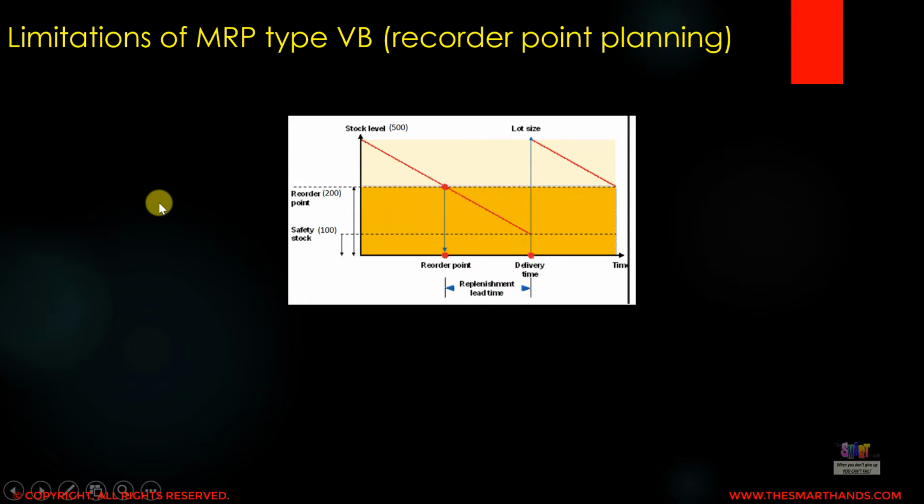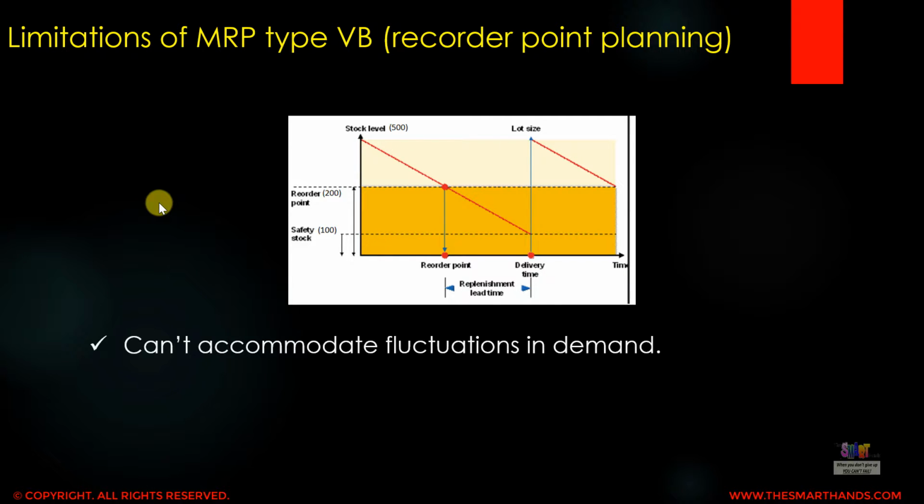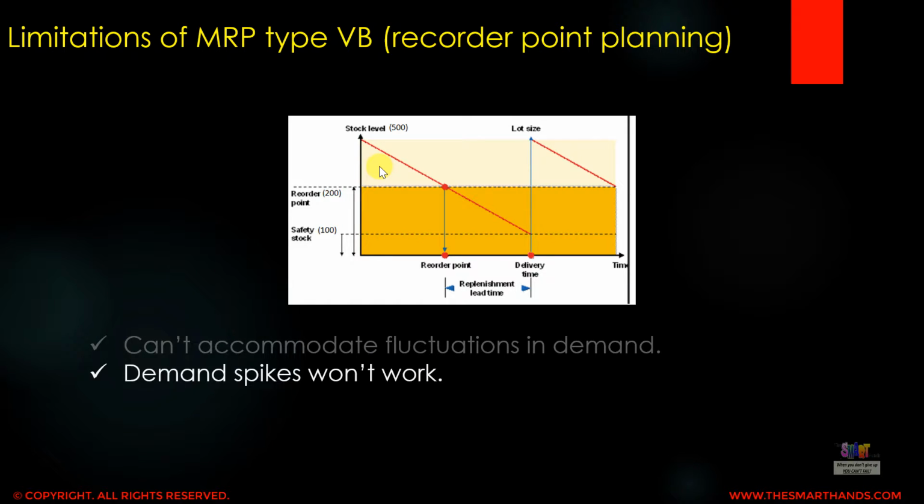So let's see what the limitations are with this type of MRP. This MRP type also can't accommodate fluctuation in demand. It will only follow this pattern of the reorder point according to the safety stock and the maximum stock level, but it can't accommodate the fluctuation in demand. Demand spikes won't work.